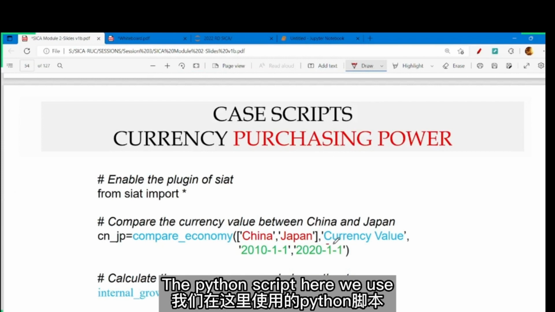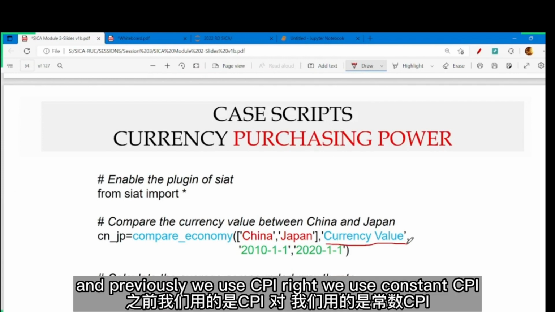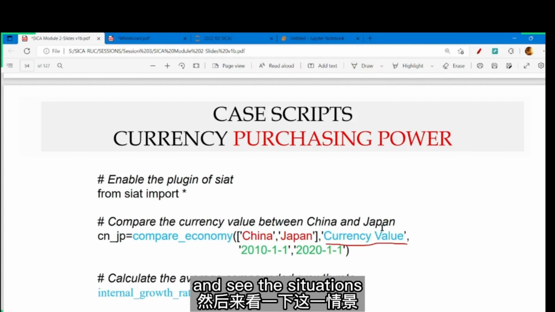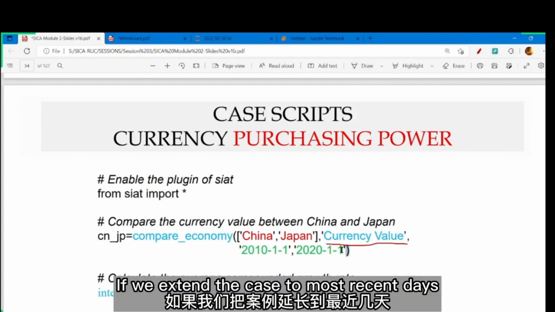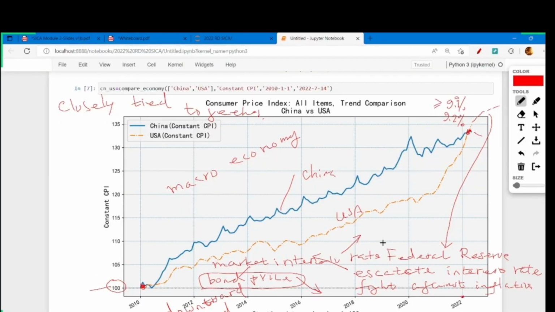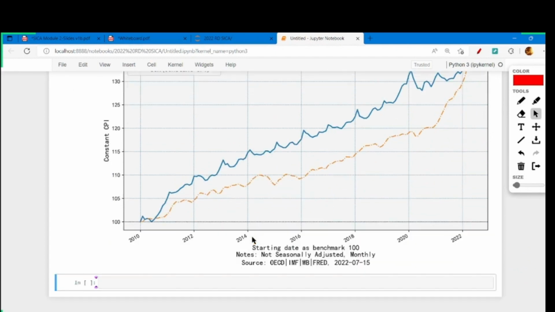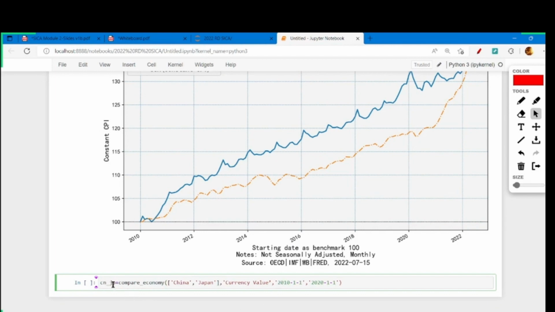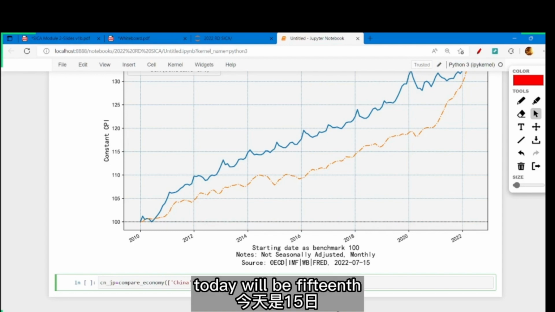In the Python script here, we use currency value, and previously we used constant CPI. Now let's do the exercise together and see the situations if we extend the case to the most recent days. We extend to 2022, July 14th. Today should be the 15th.